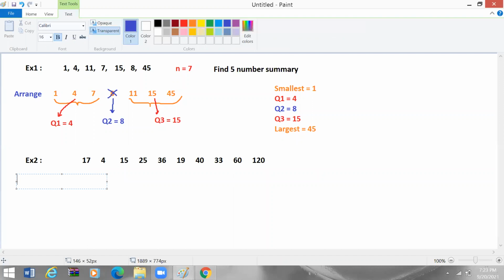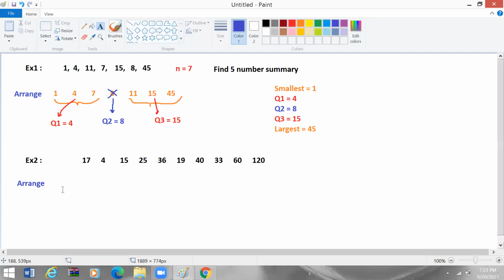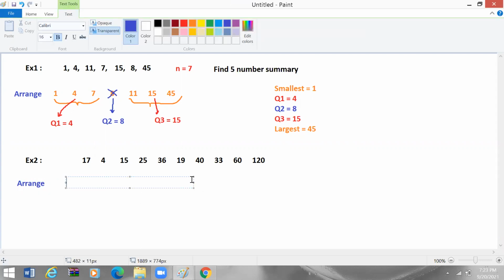But we have an even data set, right? So we're definitely going to have 2 middle numbers when we look for Q2. The first step that we have to do, again, is arrange them in order. I'm going to put the first one as 4, and the second one is 15, 25, 36. I'm sorry, I'm missing 19, it's right there. I apologize for that. Okay, and then I think I'm missing 17 as well.